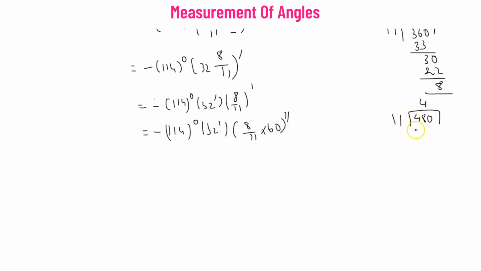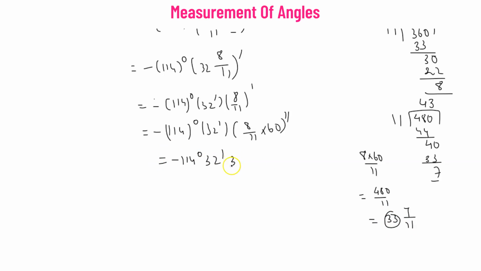So we have 11 times 4, that's 44, leaving us with a remainder of 40. Then I have 11 times 3, that's 33 with a remainder of 7. So that means 8 times 60 divided by 11, which is 480 over 11, in the mixed format is going to be 33 and 7 over 11. So we will consider only the 33 part. So we will have negative 114 degrees, 32 minutes and 33 seconds. So this is the value of negative 2 radians.